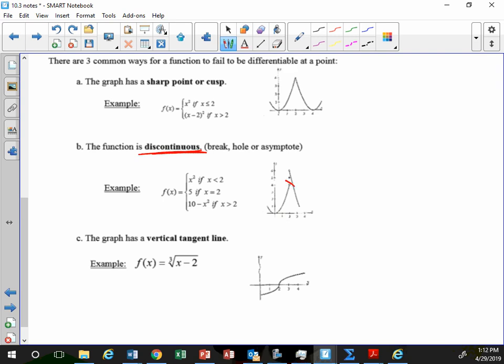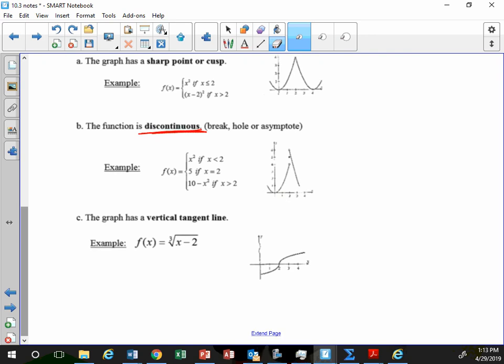No. Are you going to draw it by this hole? Are you going to draw it by that hole? What about the line, the little dot in the middle? It doesn't make sense. So, you cannot find a derivative if you have a discontinuity, any sort of hole, jump, asymptote, anything like that.